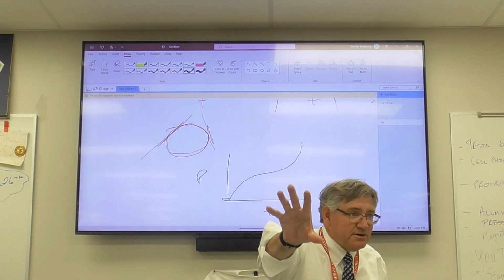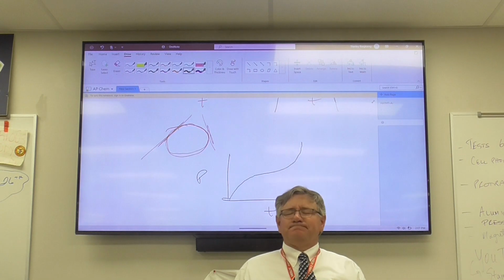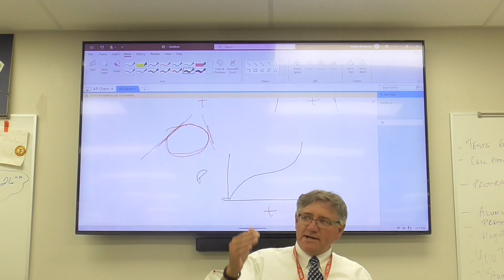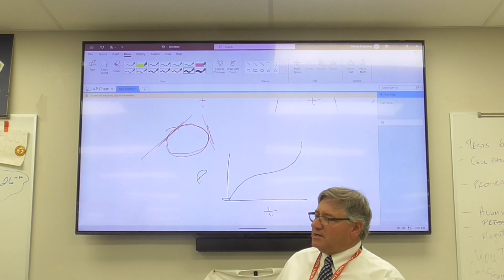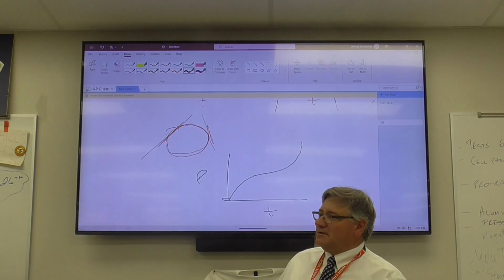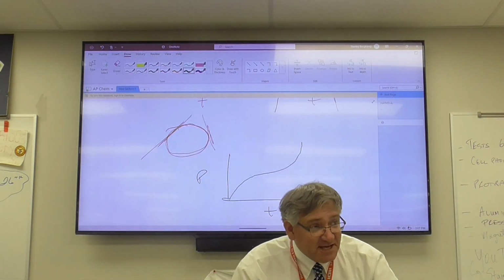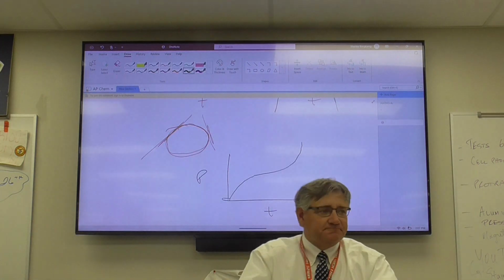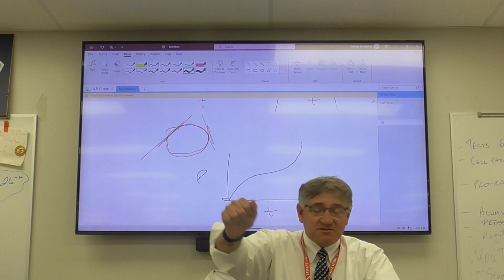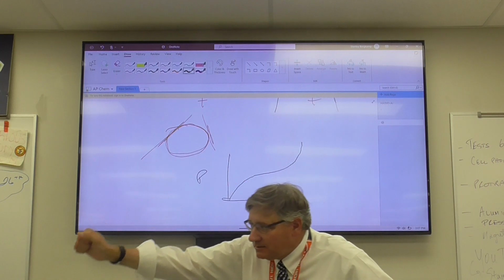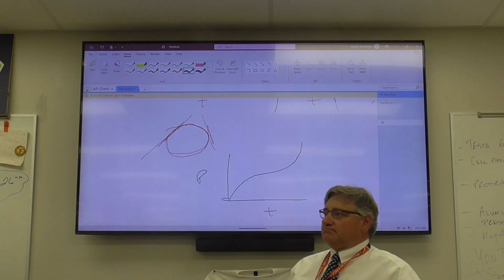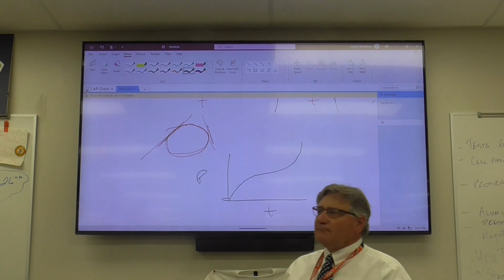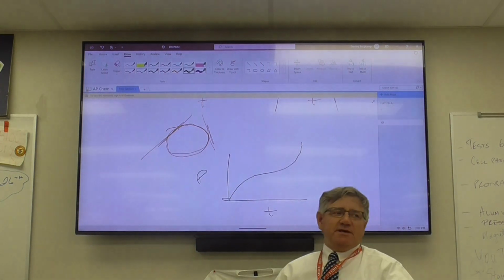Did the acceleration remain uniform? Yes. Why did the acceleration remain uniform? Because we didn't change the force and we didn't change the mass. So if the force remains constant, the mass remains constant, the acceleration remains constant. Okay? Good with that.